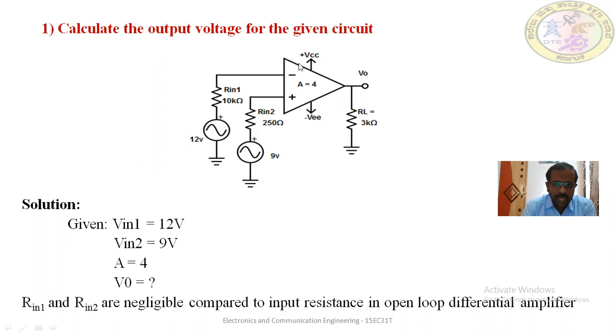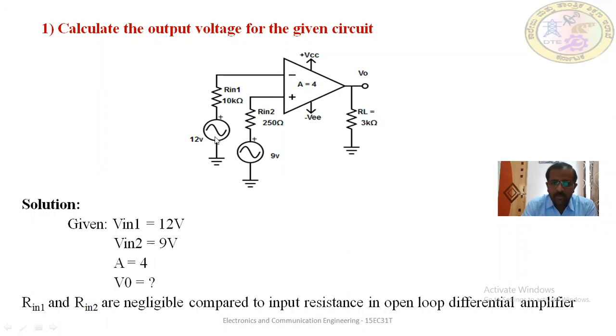Understood? As per the circuit diagram, the input 1 voltage is 12 volts, input 2 is 9 volts, and the gain is 4. Based on all these, you can calculate the output voltage. So what is the output voltage for the given circuit? This is the differential amplifier here.